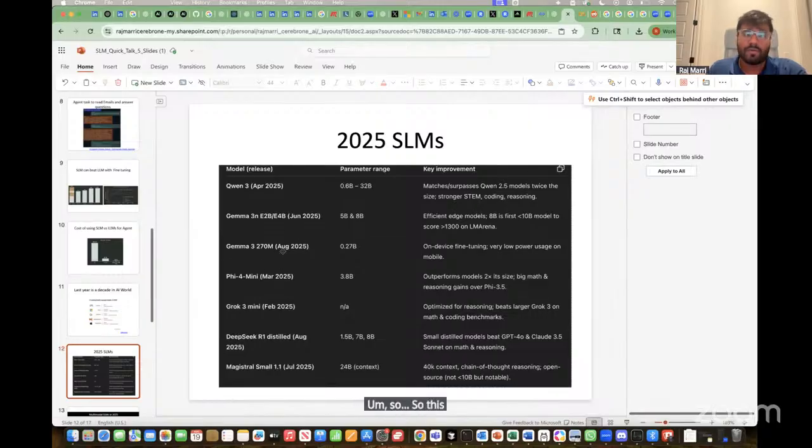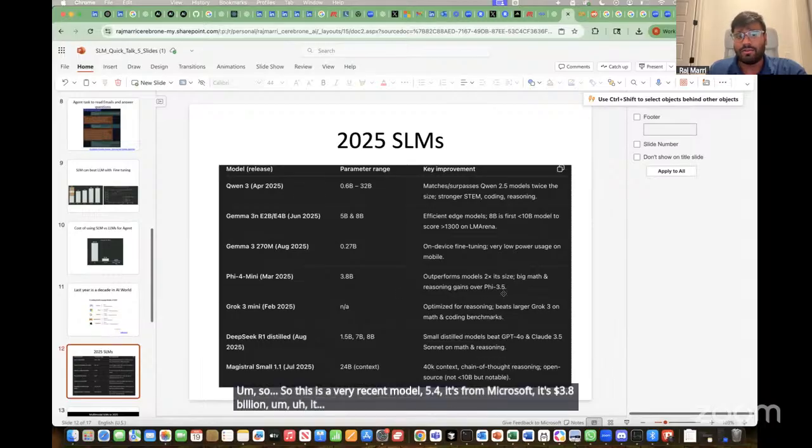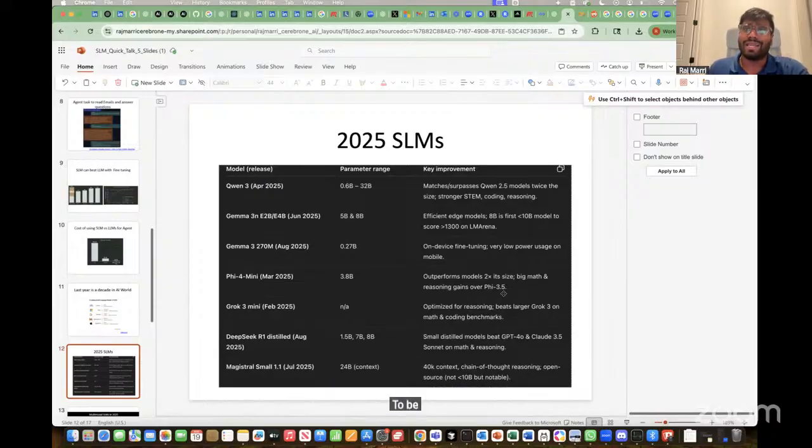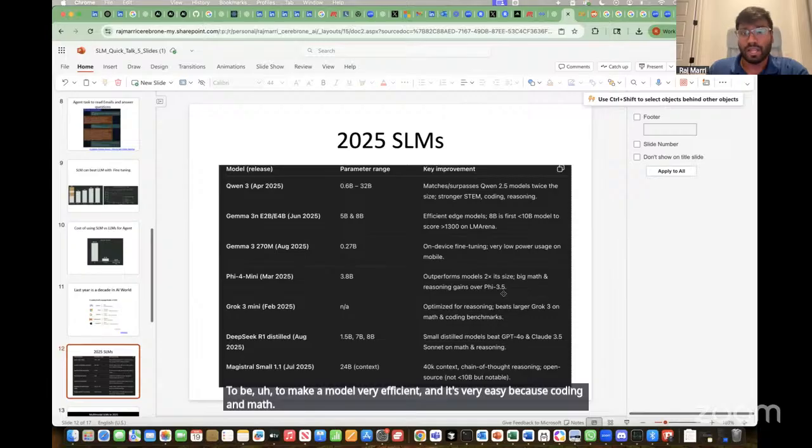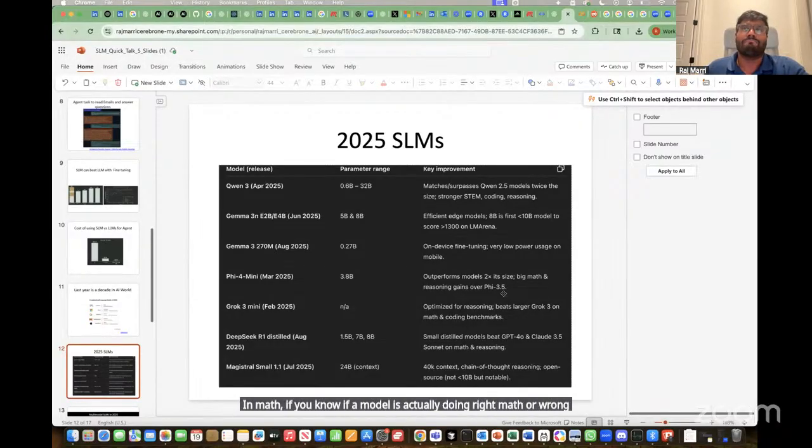So this is a very recent model, Phi-4, from Microsoft. It's 3.8 billion, and it is really doing great in terms of math, coding, and reasoning. It's a very easy domain to make a model efficient, because coding and math are both self-verifiable domains. In math, you can know if a model is doing the right math or wrong, because you have thousands of mathematical examples in so many textbooks where you already know the output, right? So it can self-play. It can spit out random tokens of mathematics and see if it can conclude that equation. In that way, it can actually learn math.